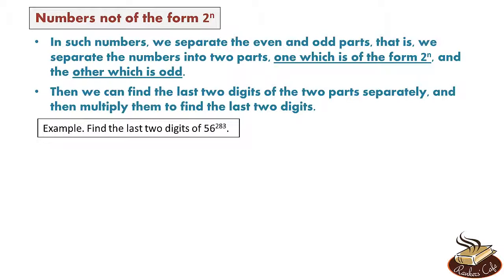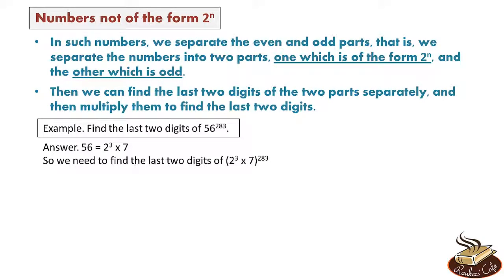Let's take an example. Let's find the last two digits of 56 raised to the power of 283. Let's first separate the even and odd parts. Now 56 is equal to 8 into 7. 8 can be written as 2 cube. So 56 is equal to 2 cube into 7. So what we need to do is find the last two digits of 2 cube into 7 whole raised to the power of 283. Let's calculate them separately.